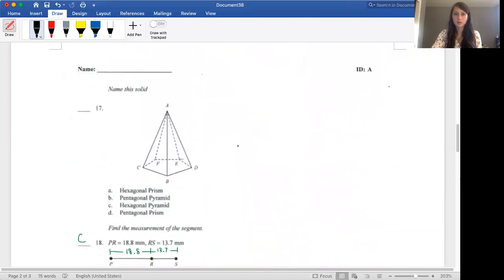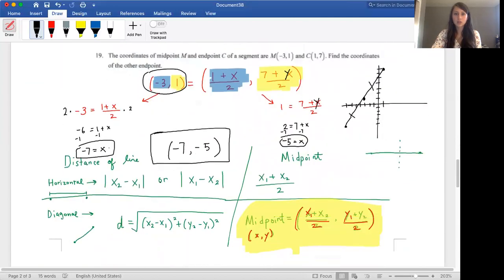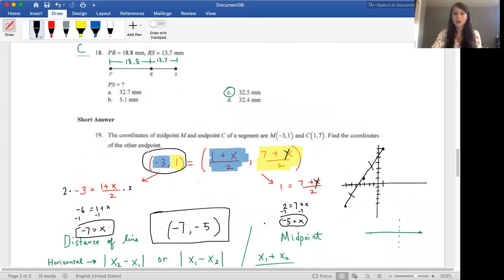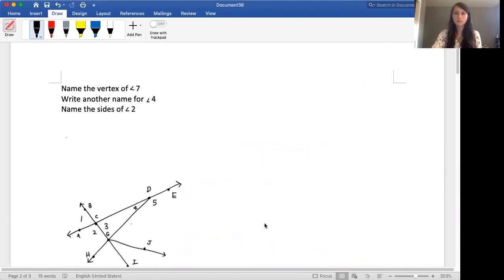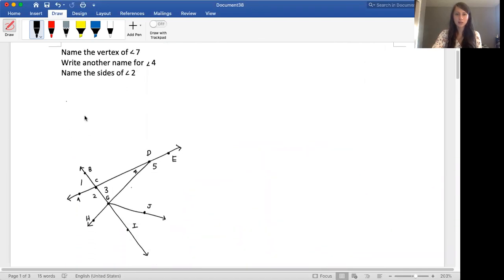I don't think I have one on distance, but I can make a video of that if you guys have questions over it. Be sure you know how to do all these types of problems: finding the horizontal distance, diagonal distance, midpoint on a number line and on a graph. And also, knowing how to name angles. So naming an angle by identifying the vertex, writing another name for an angle using the points on it, and naming the sides of an angle. Those will all be types of questions you'll see on your quiz. So make sure you know how to do that.